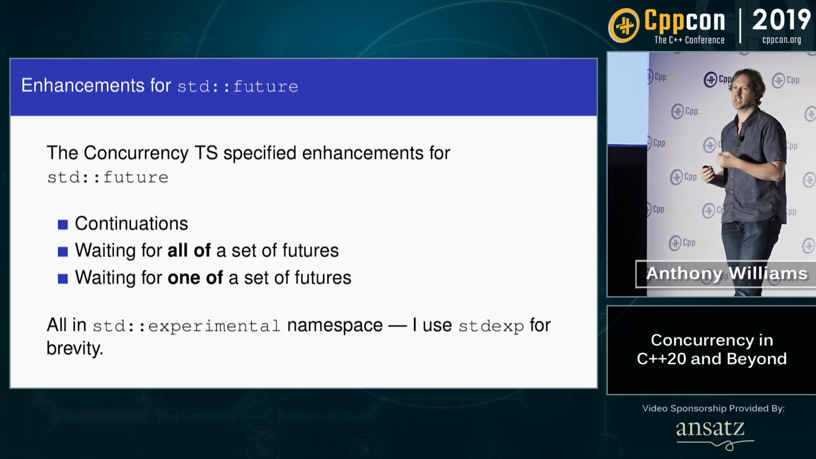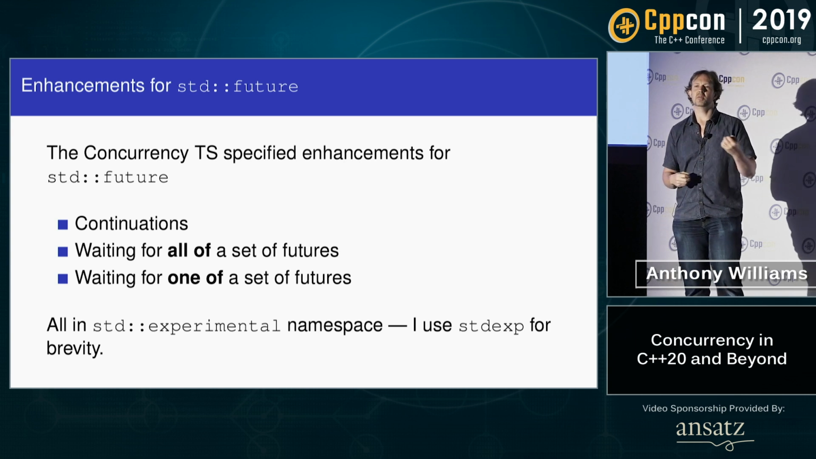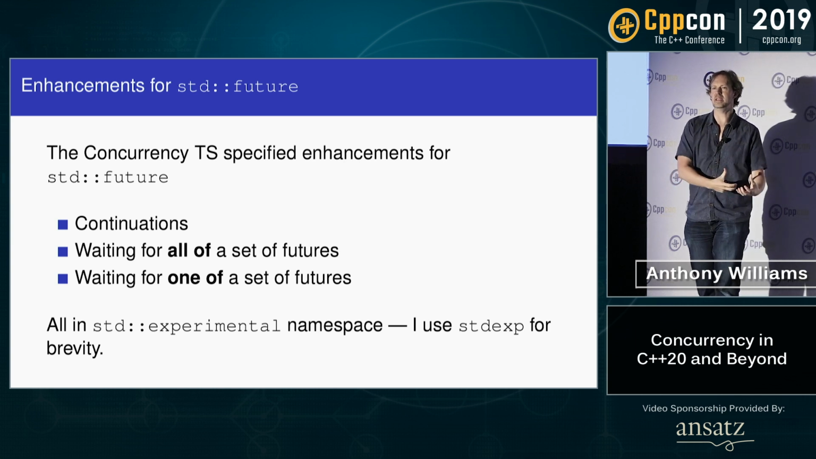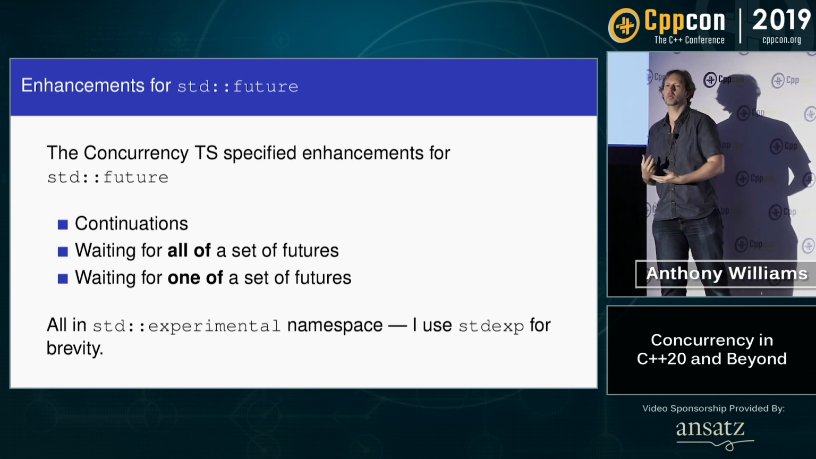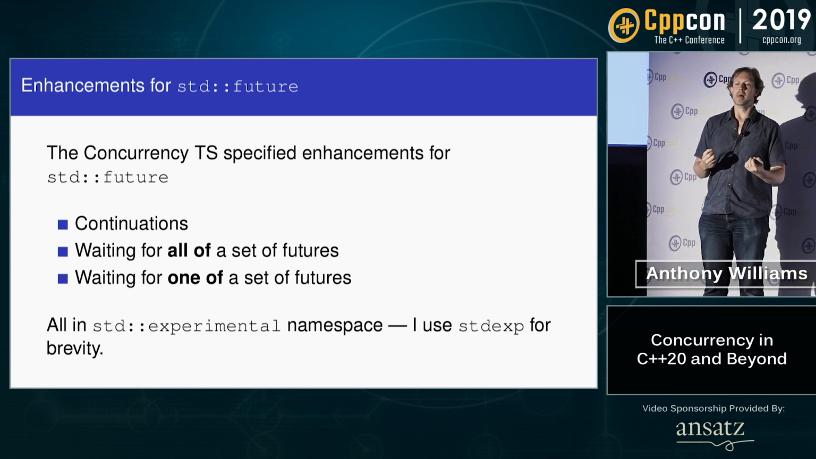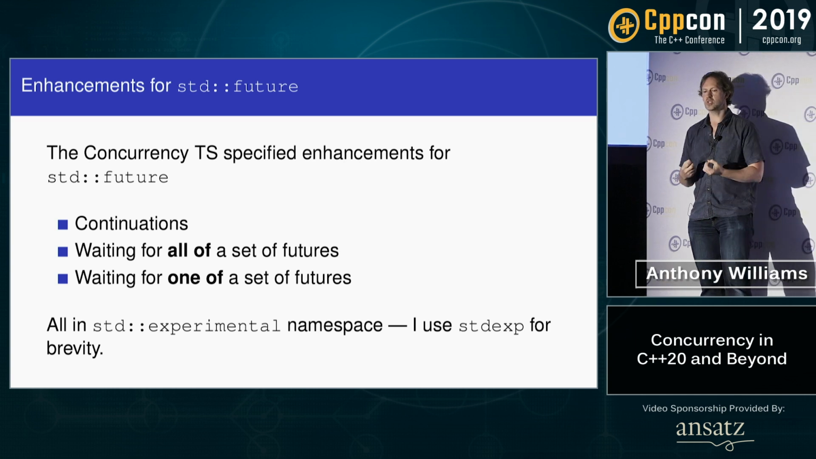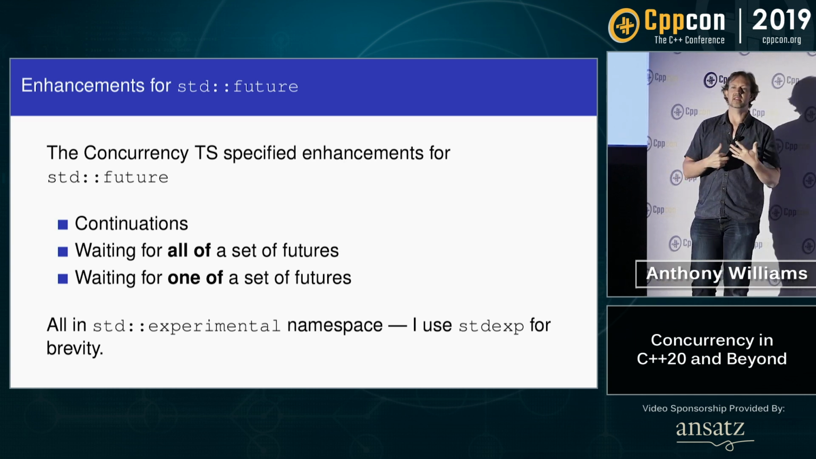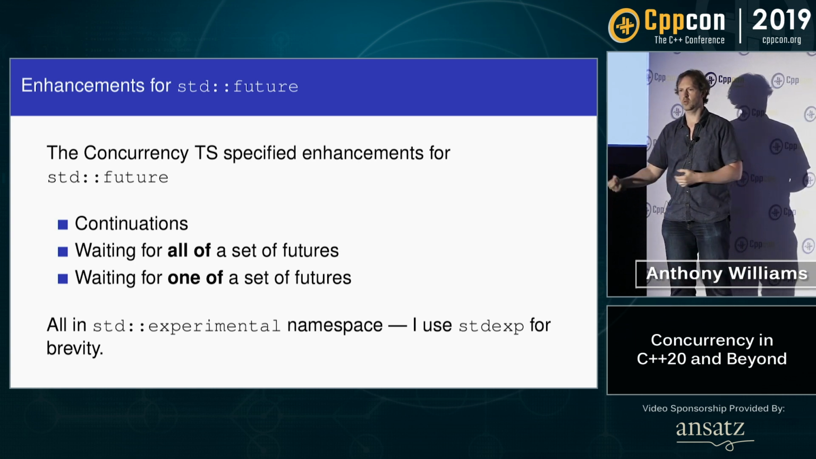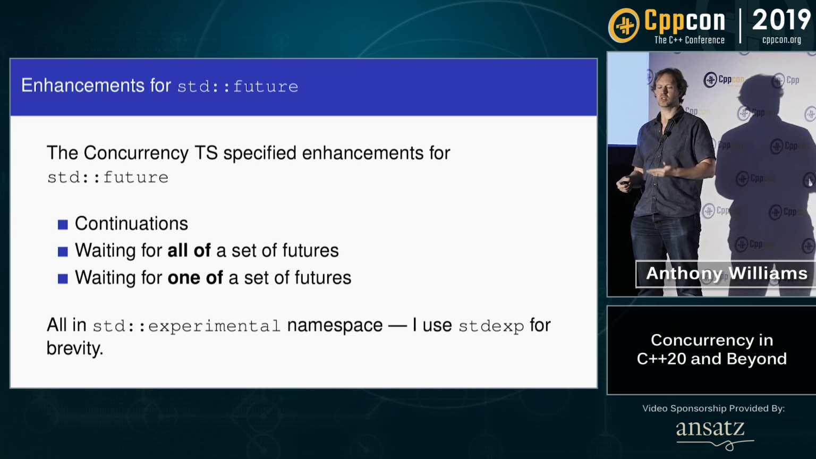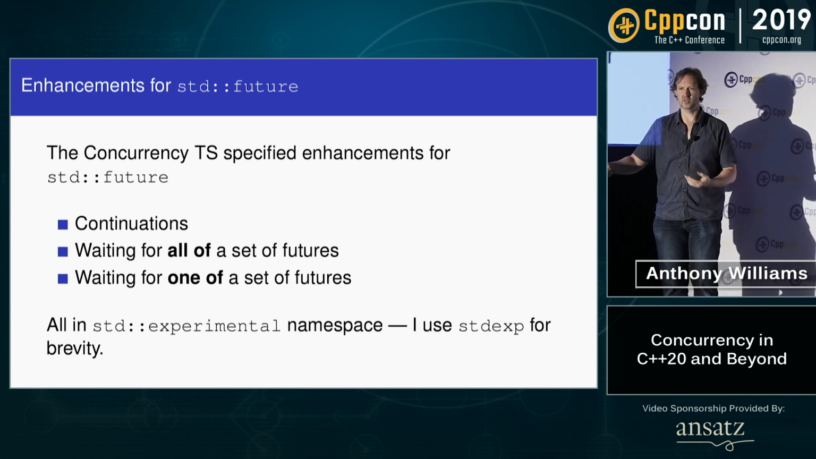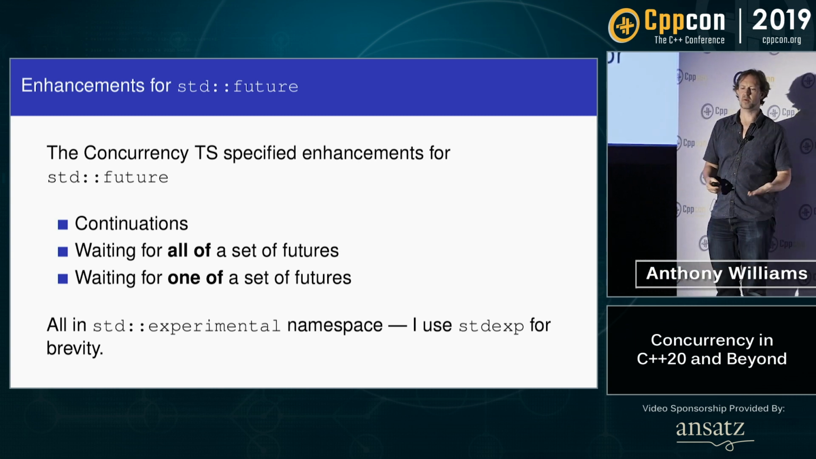The Concurrency TS, which actually now is a few years old, specified a bunch of enhancements for standard future. I'm hoping that we will get something like these into an upcoming version of C++, because they are really useful. The first is continuations. The second is waiting for a set of futures, and then finally waiting for one of a set of futures. Now, all of these are generally useful. In the TS, they're in the standard experimental namespace. So that's long for slides, so we use stdexp, standard experimental.